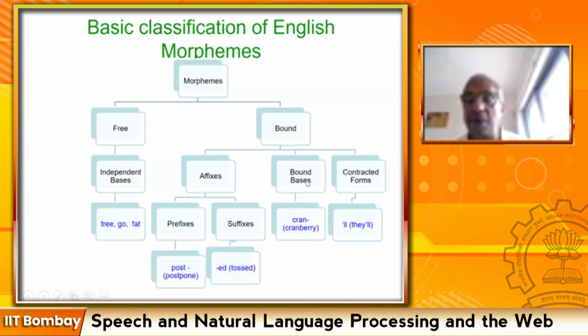Another kind of bound morpheme is bound bases. For example, cran. From cran you can get cranberry. But cran doesn't have the kind of grammatical role that prefixes and suffixes have. Or we have contracted forms like they will. You write it as they and then an apostrophe and double L. This apostrophe and double L is a bound morpheme. It doesn't have independent existence. It has to attach to words like we, you, they, and so on.